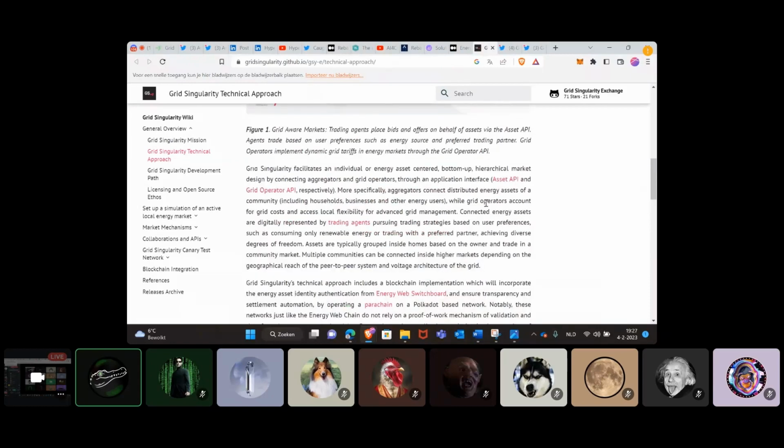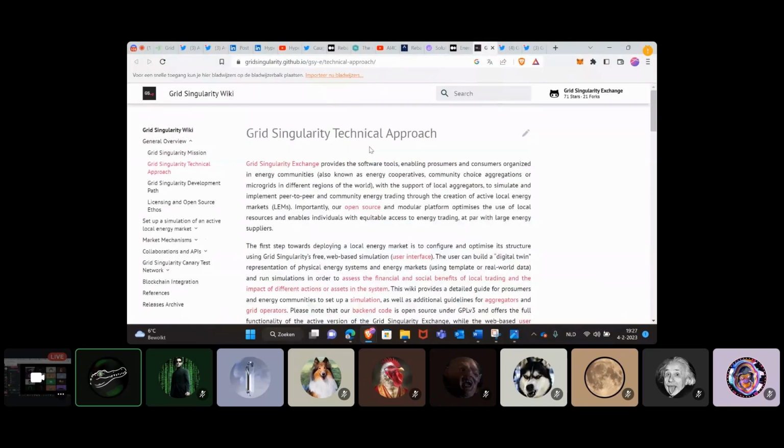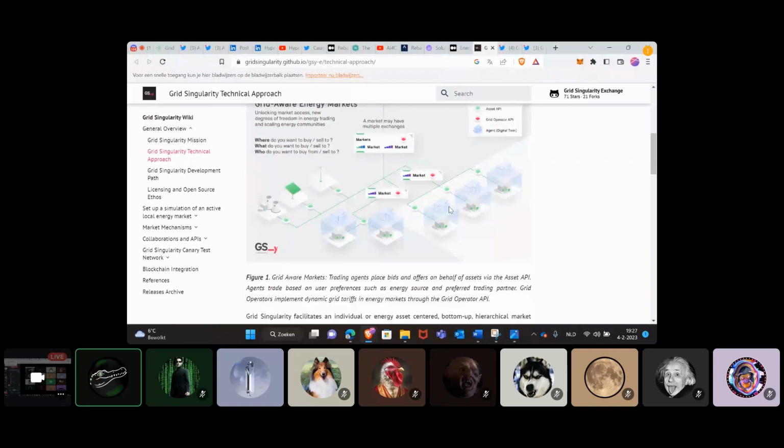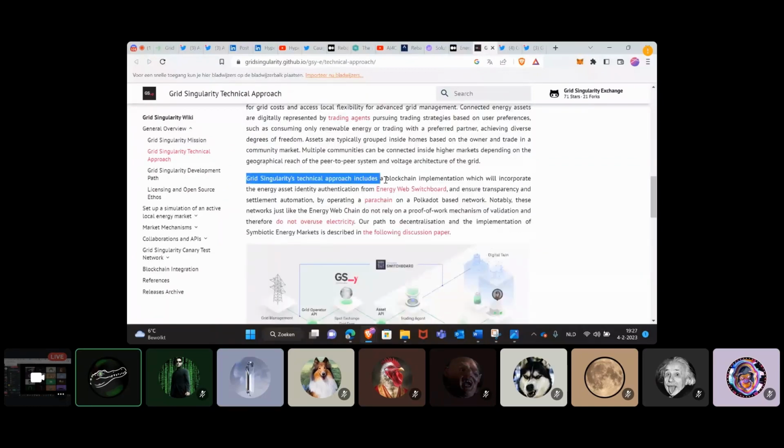And a little bit after that, they say that Grid Singularity's technical approach includes a blockchain implementation, which will incorporate the energy asset identity authentication from EnergyWeb switchboard to ensure transparency and settlement automation. So by operating a parachain on a Polkadot-based network, which is EnergyWeb probably, we see that here.